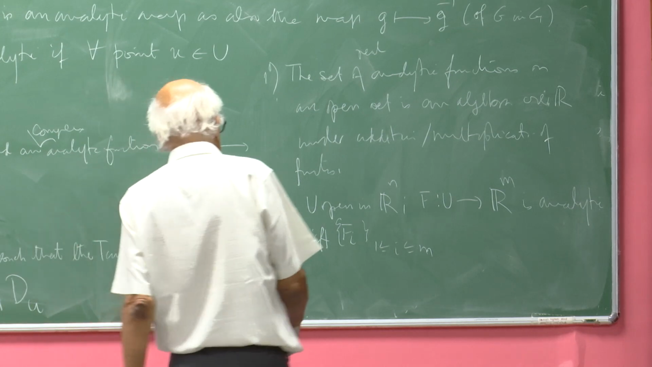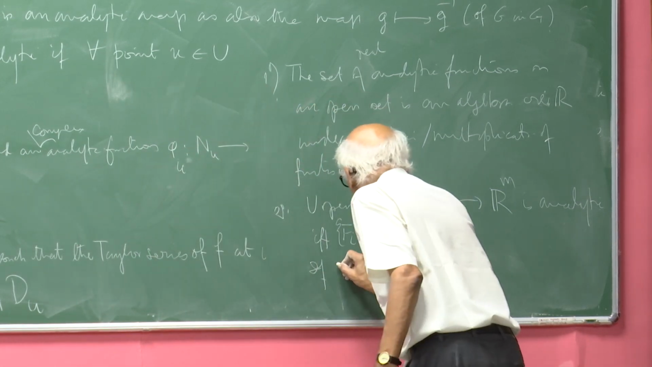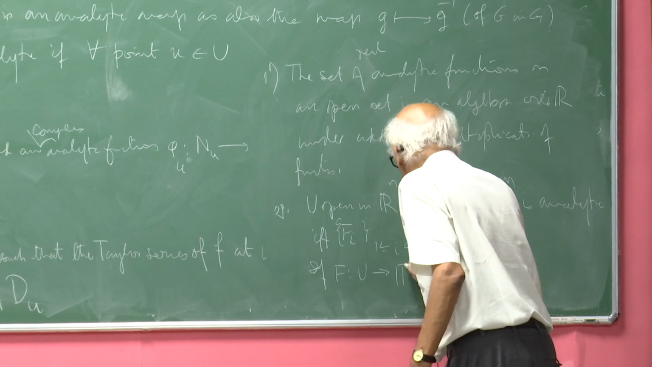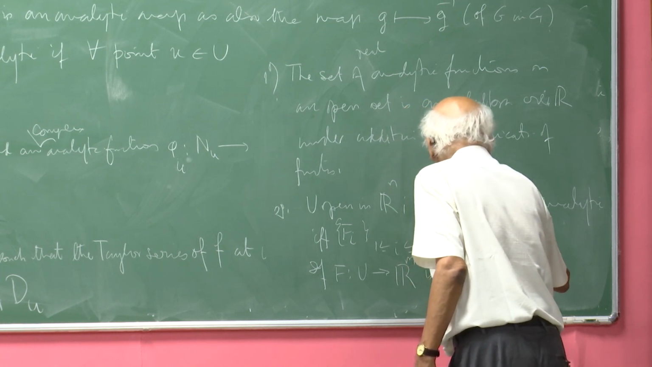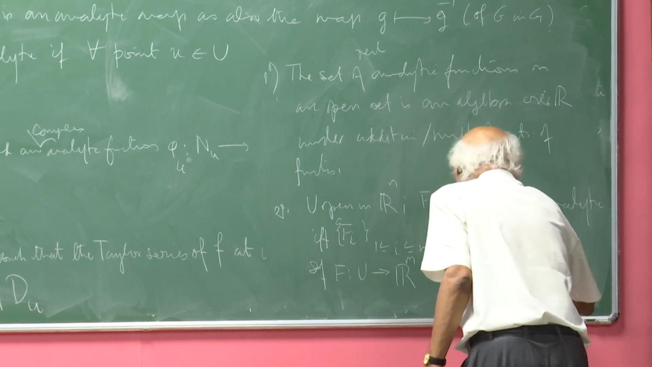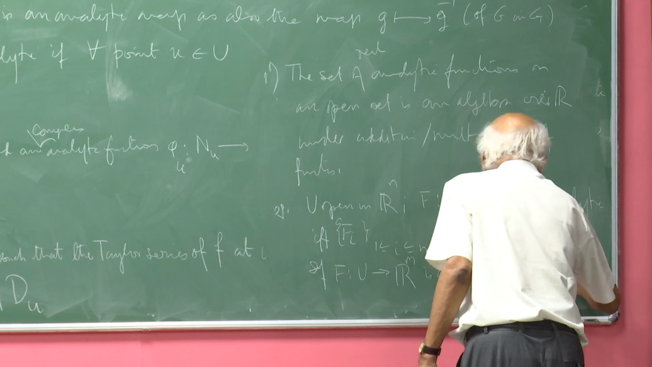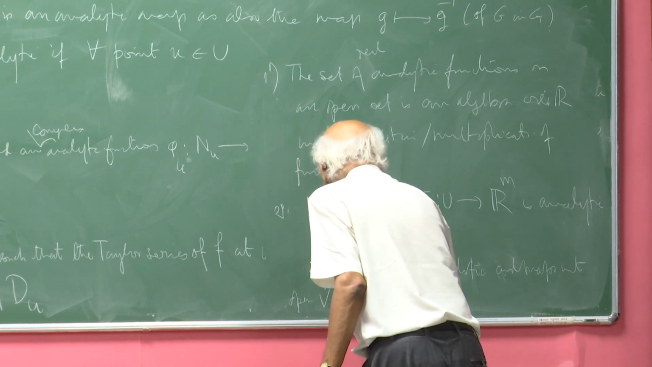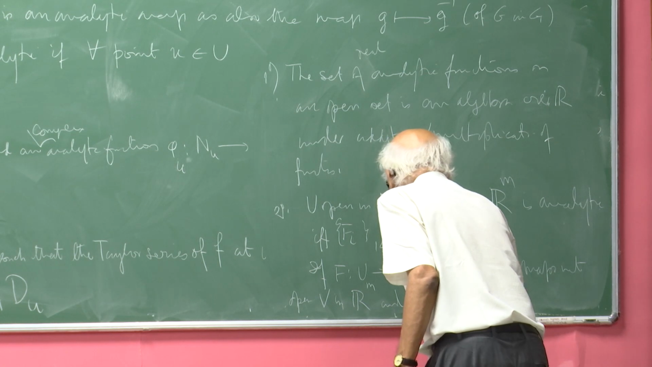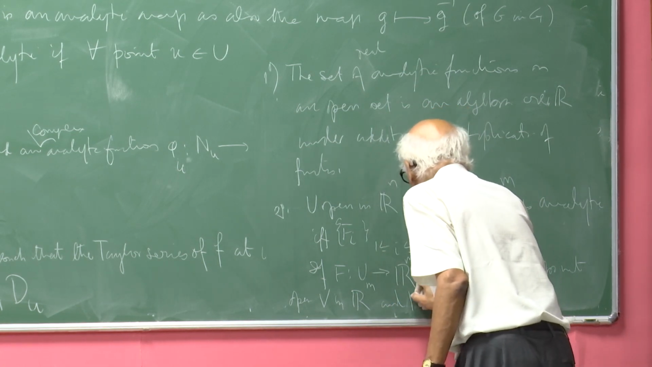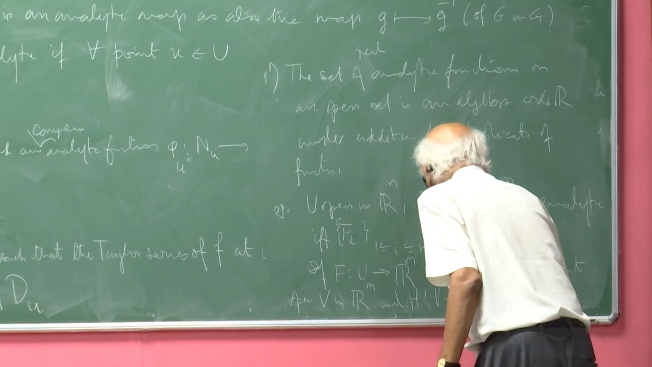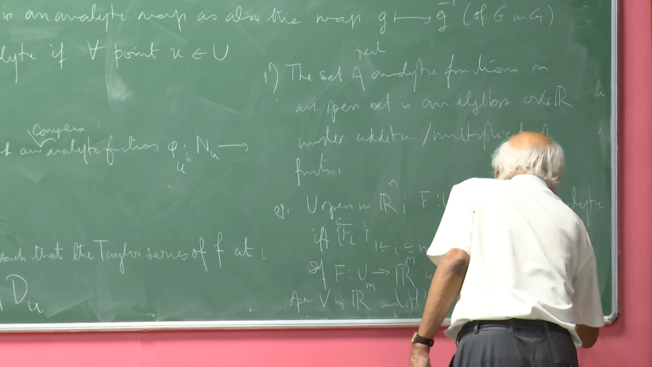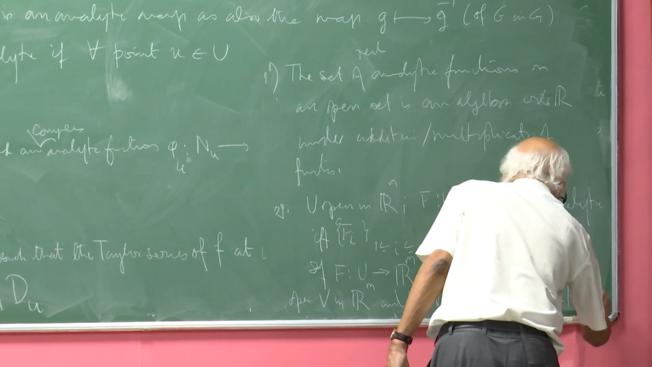The reason for making this definition is the following: if f from U to Rm is analytic and maps into an open set V in Rm, and h, let me write h, from V to Rp is analytic, then h composed with f is analytic.